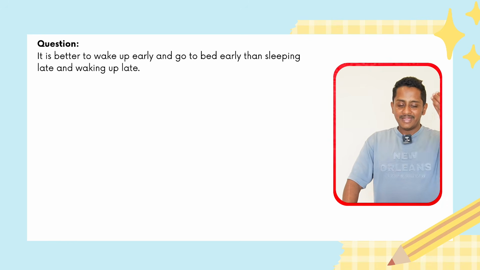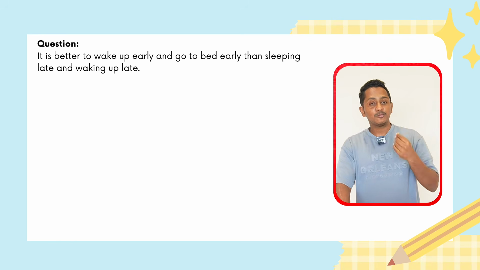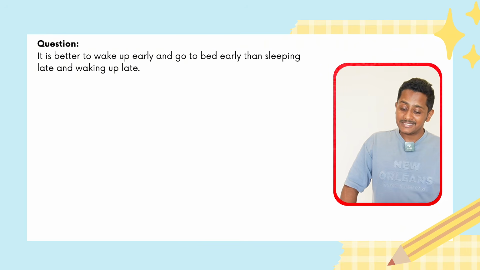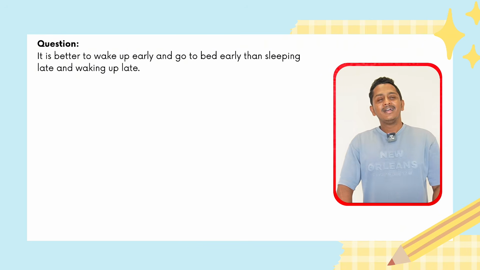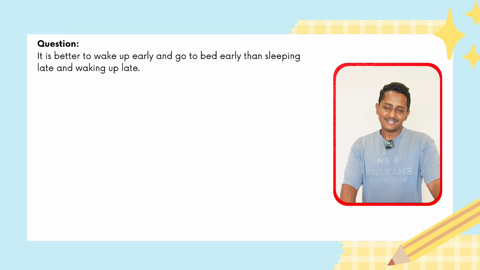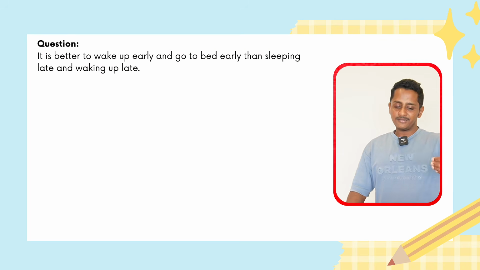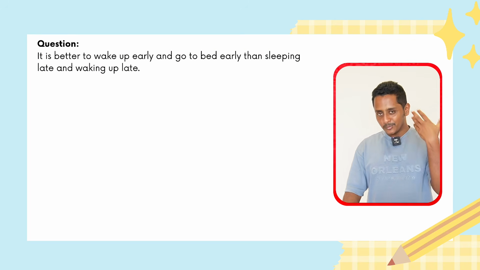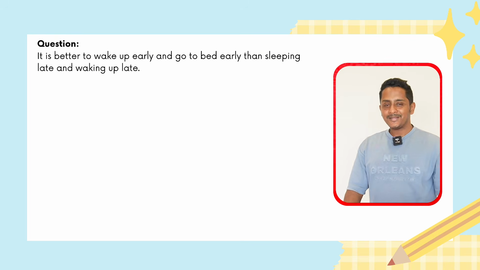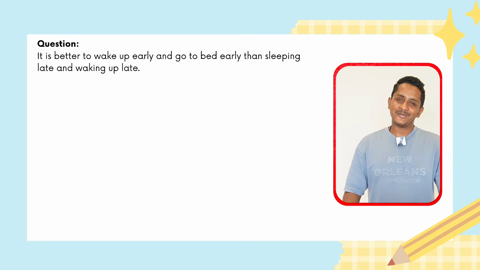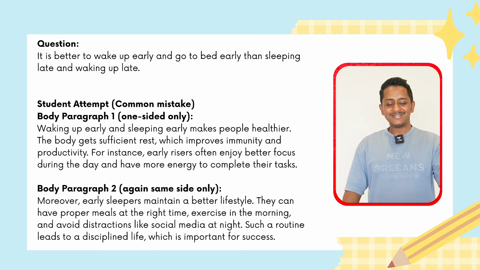Look at this question. It is better to wake up early and go to bed early than sleeping late and waking up late. Looking at this question, many people would think it's agree, disagree. They write, I agree it is better to wake up early and go to bed early. And the second paragraph, they write it is better to wake up early and go to bed early. Third paragraph also, they write the same. Something like this they write.